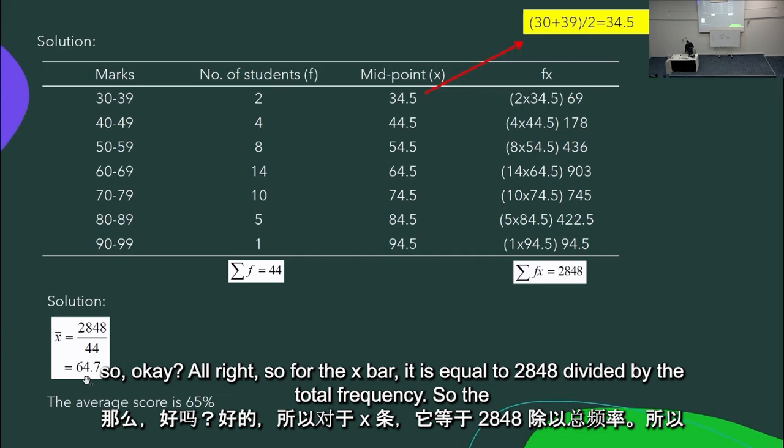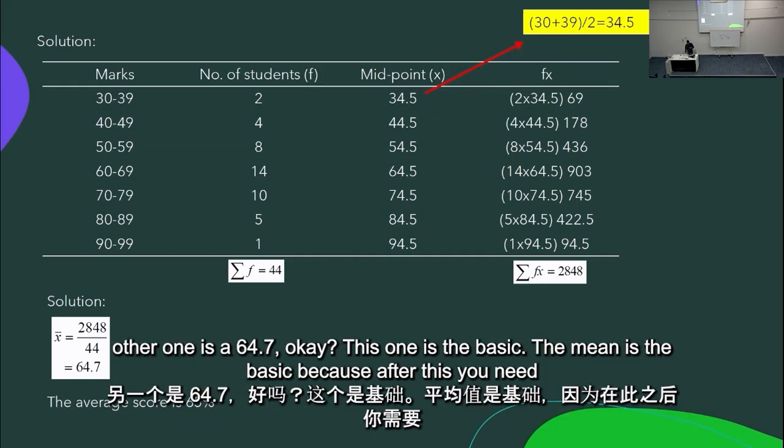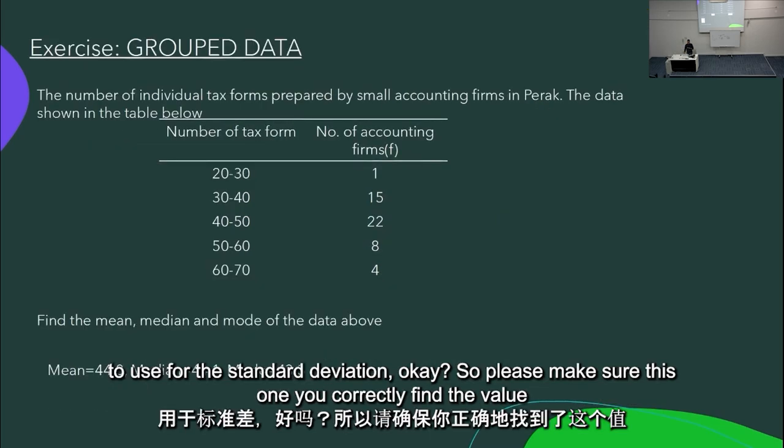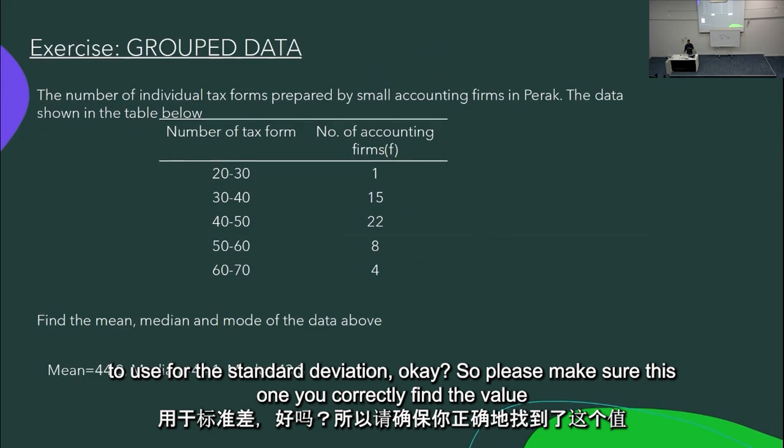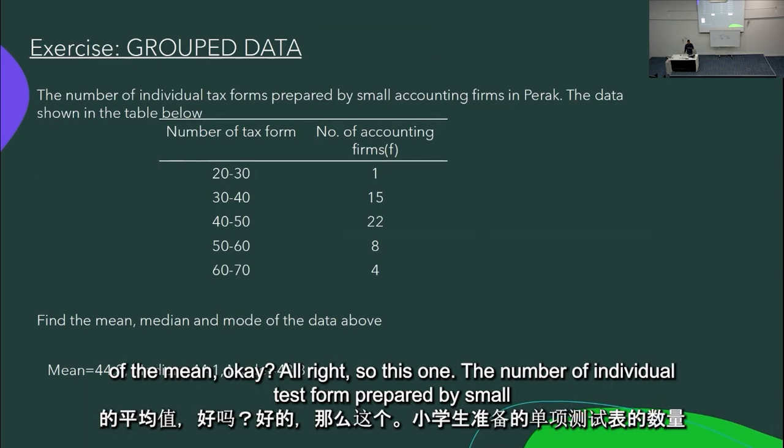So for the x bar, it is equal to 2848 divided by the total frequency. So the total one is 64.7. This one is a basic. The mean is basic because after this you need to use it for the standard deviation. So please make sure you correctly find the value of the mean.